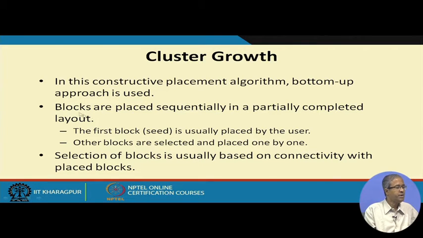So what you do, suppose I have a partially completed layout at any stage. Suppose a percentage of the blocks are already placed, and the other blocks you have to place. What you do is that you place one of the blocks initially, you call it the seed. The other blocks are selected one by one and placed closer to the blocks depending on the connectivity, how they are connected to the other blocks. That creates the partitions. Like you see, I am giving an example.